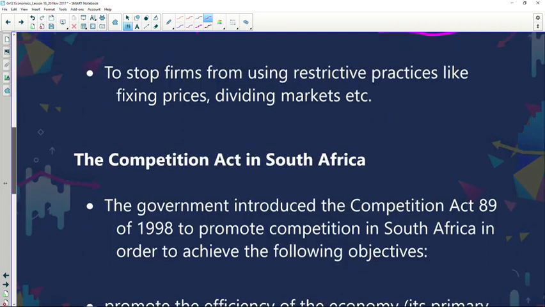And then our third point is to stop the firms from using restrictive practices like fixing prices and dividing the markets. Okay, so I did mention this a bit earlier.